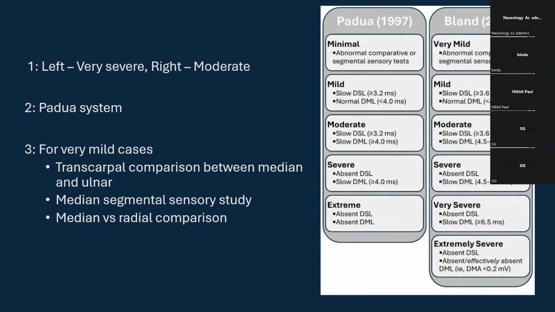The other system is the Padua system. For very mild cases where we do not have this sensory prolongation, we can use this transcarpal comparison between median and ulnar, median versus radial comparison, or median segmental sensory studies.